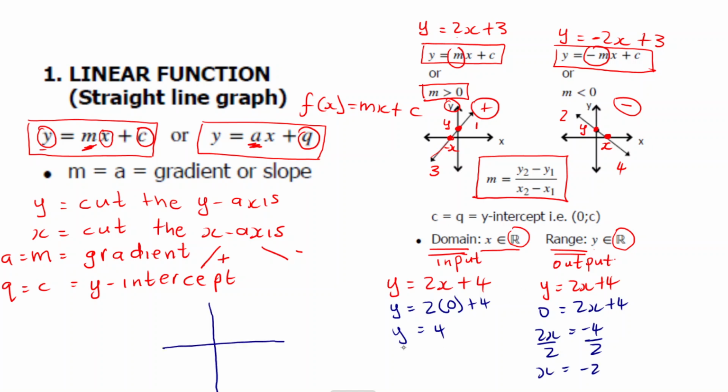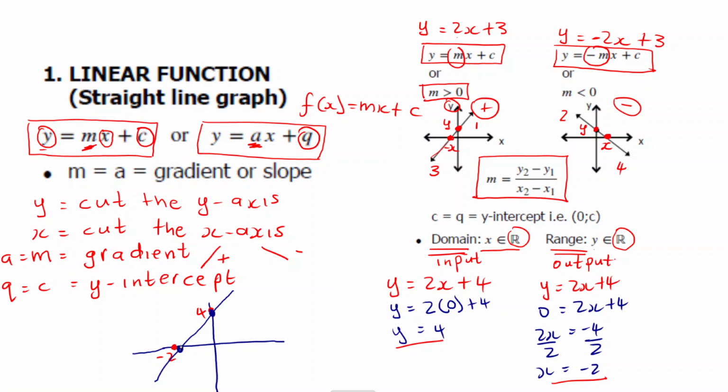Okay, so I have to plot these two points. The y-intercept is 4, so let's say here is 4. Then the x-intercept is negative 2, let's say here is negative 2. Now you have to join these two points, so I'll just draw a line. Oh, my line is not cutting through. It has to cut through 4 and negative 2. Okay, this is not a very straight line, but you can see what I'm trying to do. It's cutting at 4 and cutting at negative 2.